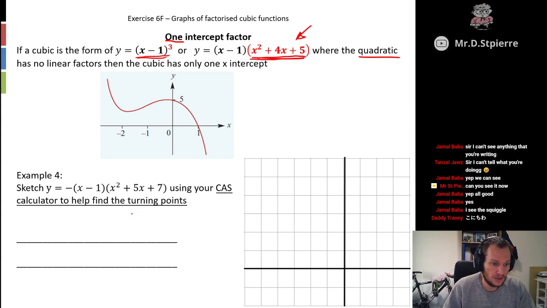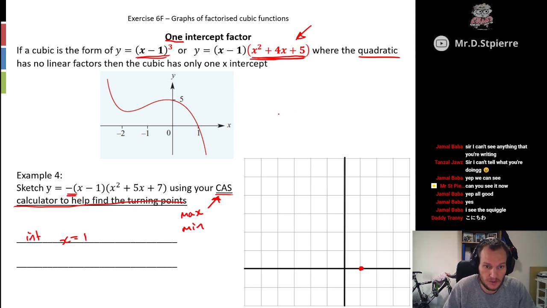Now I'm not going to do the CAS part of this. I'll leave you to do the CAS part. The function for that is max or min. Okay, you want to use those two in your CAS to find what the max or min is. But we have a negative x minus 1 x squared plus 5x plus 7. Okay, so the factor, the intercept, is at x equals 1. So that's there.